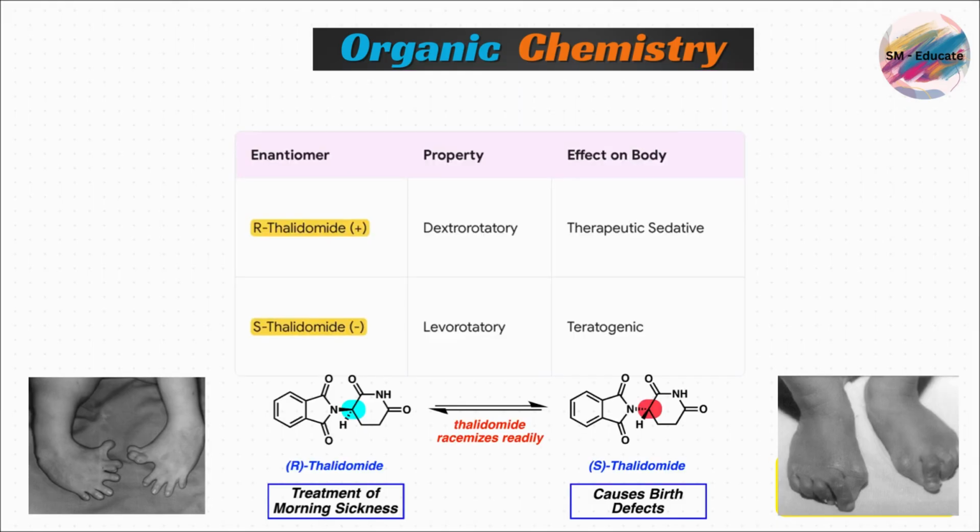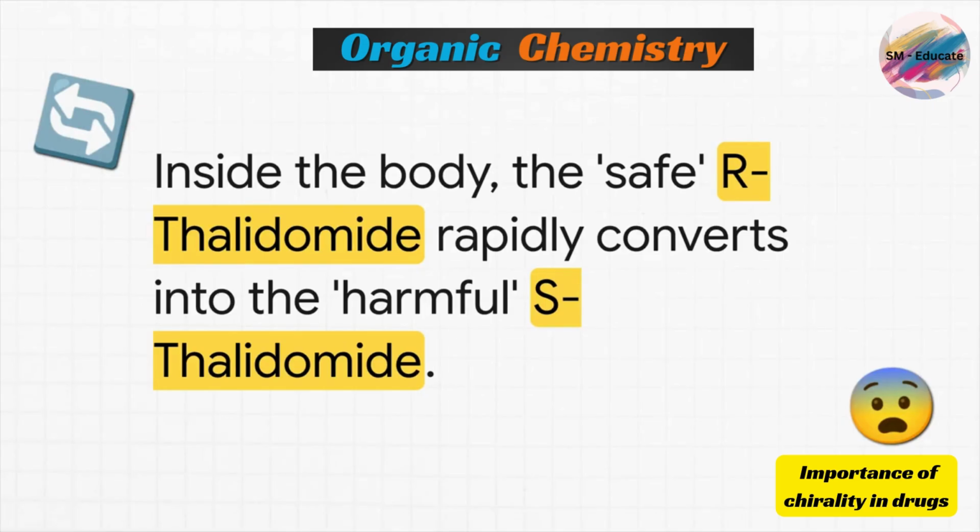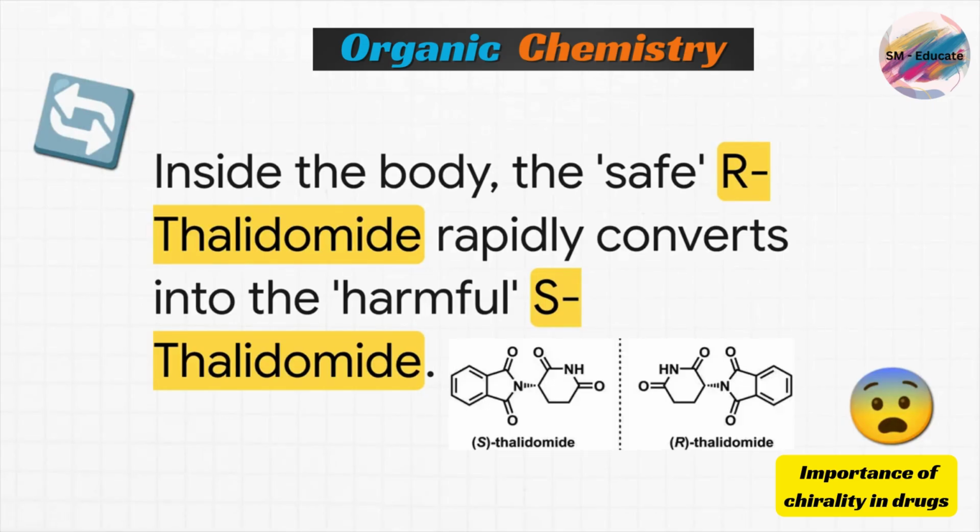And here it is, the tragic difference. The R-thalidomide, that was the good guy. That was the sedative that worked. But its mirror image, the S-thalidomide, that was the one causing the birth defects. And in that 50-50 mix, patients were swallowing both of them at the exact same time. But hold on, because here's the final, just heartbreaking twist in this whole thing. You're probably thinking, okay, so why not just separate them? Just give people the safe one.